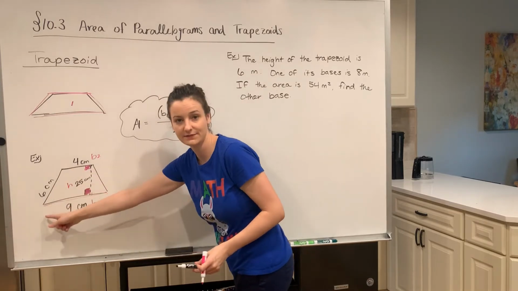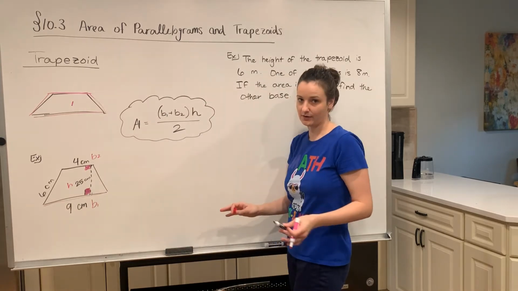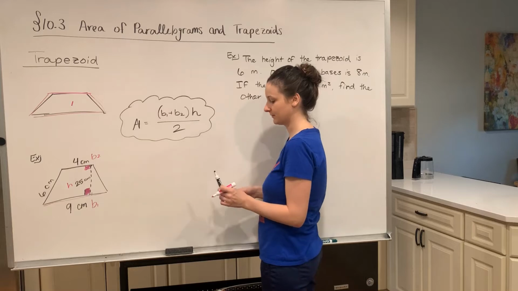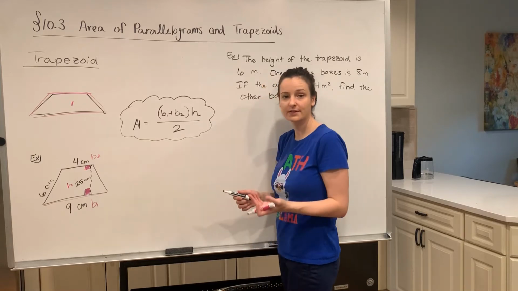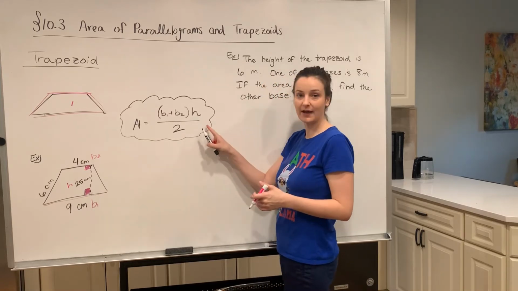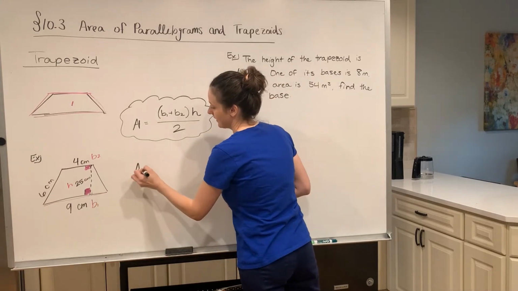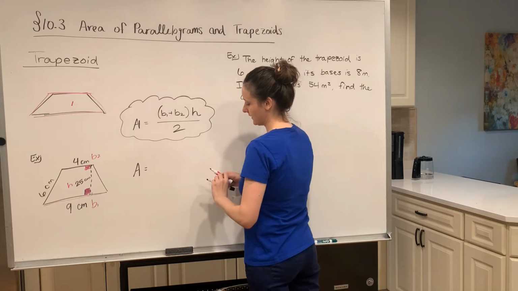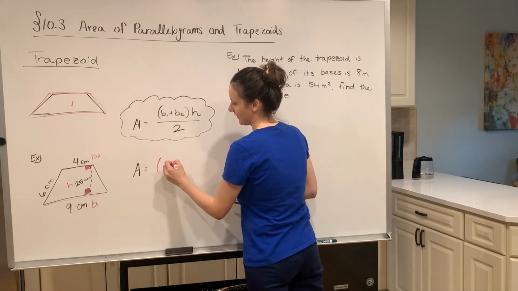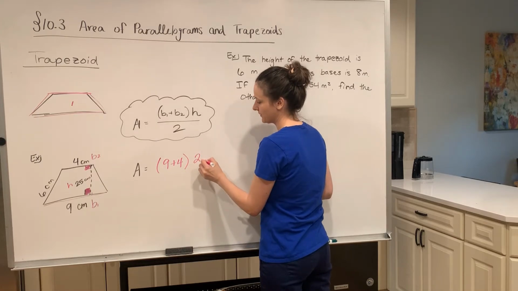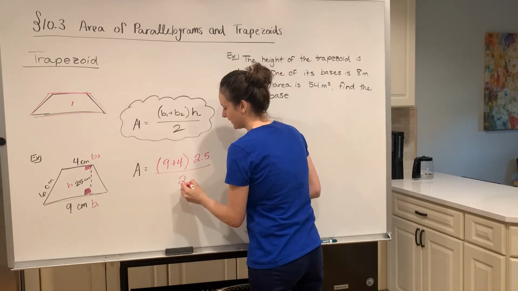We do not need this value of 6 centimeters at all, okay? It is not used in relation to the area of the trapezoid. So now that I know what base 1, base 2, and the height is, I can plug those values into my trapezoid formula to calculate its area. Okay. The area is going to be equal to, we have 9 plus 4, multiplied by the height, which is 2 5/10, then divide by 2.